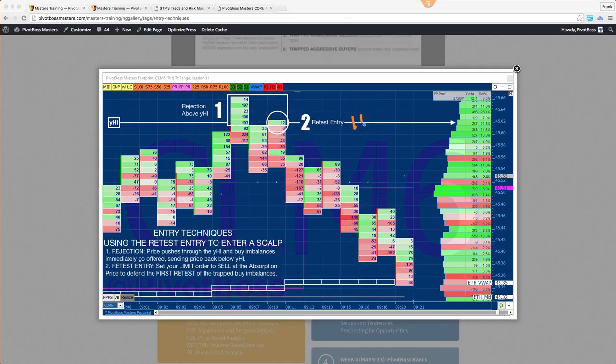You trigger your 2 contracts here, or 2 units. When it goes down plus 10, you take off half. When it comes back into VWAP, you take off the other half. And boom, in and out, done.